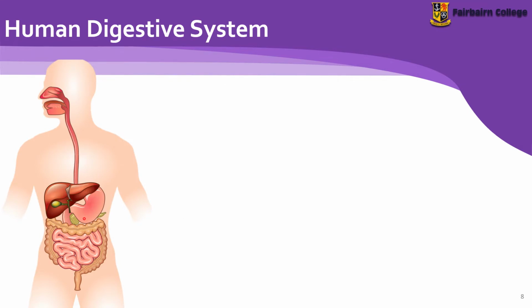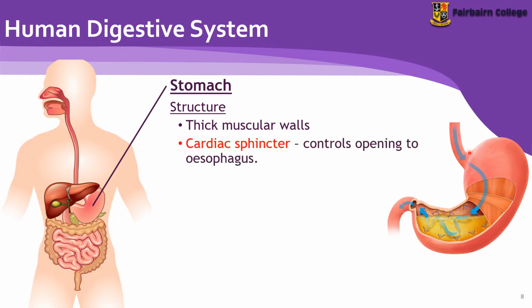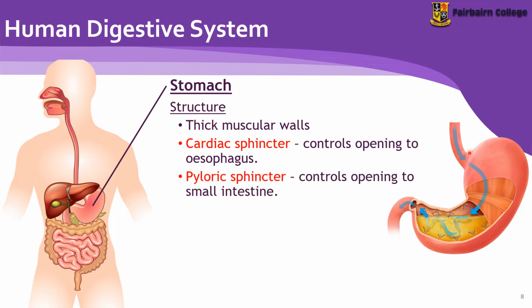From the esophagus, the food then moves into the stomach. The stomach is a thick muscular bag filled with gastric juices. The lining of the stomach is made of thick muscular walls that facilitate the churning movements required for digestion. The stomach also has two sphincter muscles that control the openings of the stomach. The cardiac sphincter controls the opening to the esophagus, while the pyloric sphincter controls the opening to the small intestine.